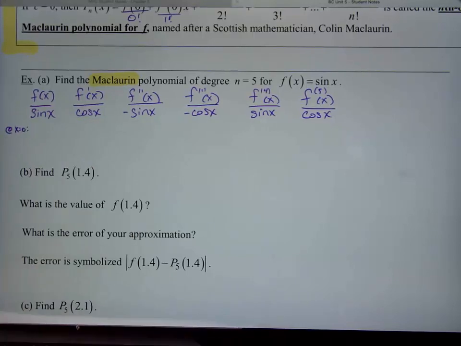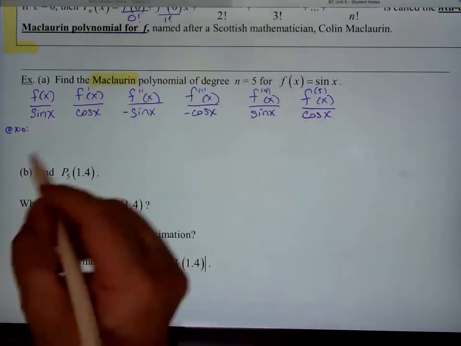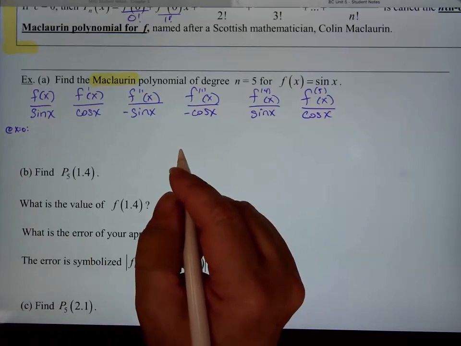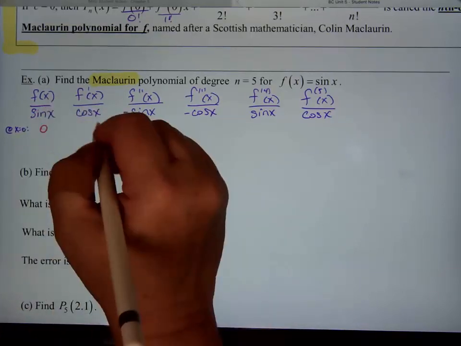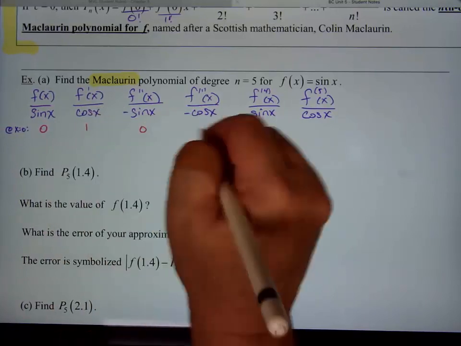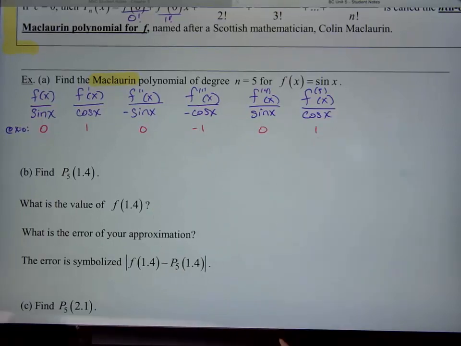Now we're going to plug in 0 to each of these and see what we get. Yesterday in the notes I changed colors. We're going to do it again. What is the sine of 0? 0. Cosine of 0 is? 1. Negative sine of 0 is? 0. Then negative 1, 0, and 1.